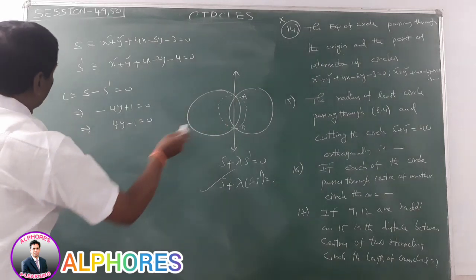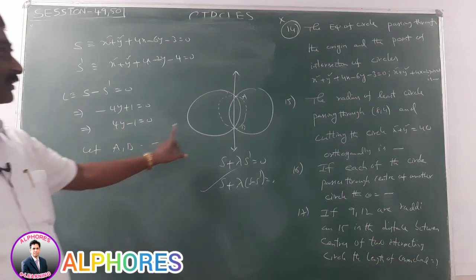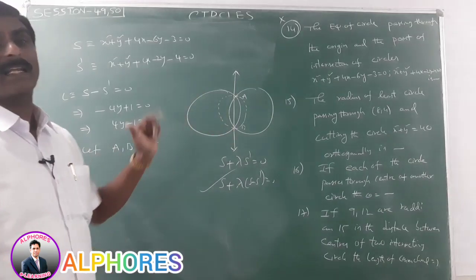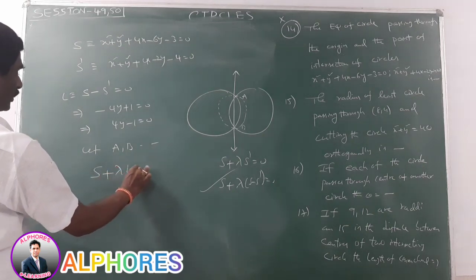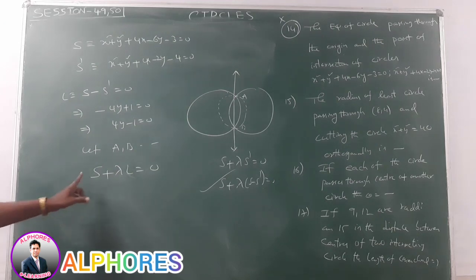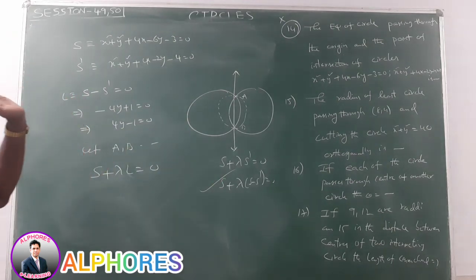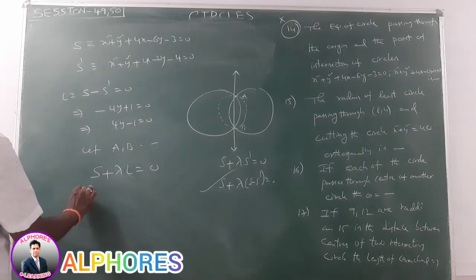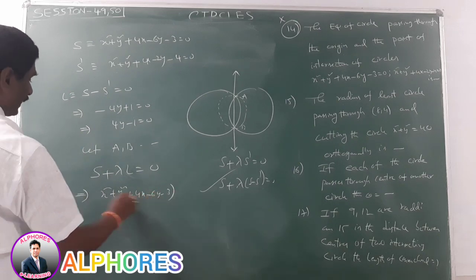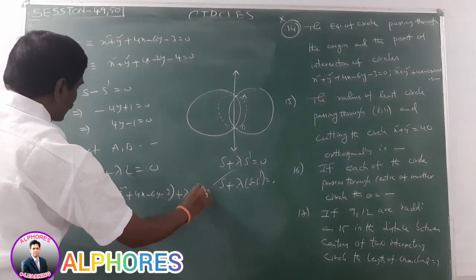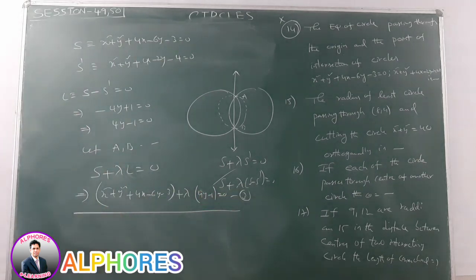Now, let the given circles be intersecting at A, B. Then the equation of any circle passing through AB is S plus lambda into L is equal to 0, or S plus lambda into (S minus S dash), or S plus lambda S dash. Any one of these is correct. S plus lambda L is equal to 0, that means x square plus y square plus 4x minus 6y minus 3 plus lambda into (4y minus 1) is equal to 0. It is the equation of the required circle, but lambda is an unknown value.